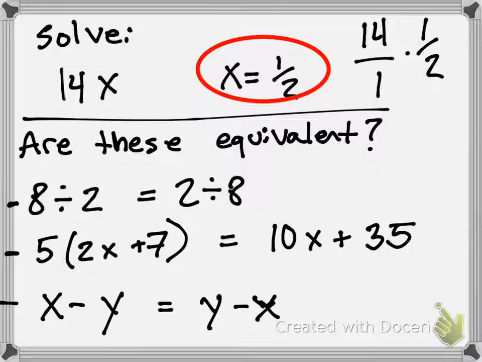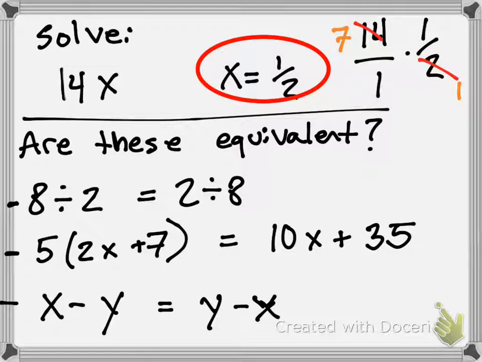What can I do next? What do I do, Nathan? I cross cancel. I can cross cancel that 14 and 2 because 1 and 1 are already done. When I cross cancel that 14 and the 2, what does that 14 become, Oswaldo? 7. What does that 2 become, Romario? 1. So now we multiply.